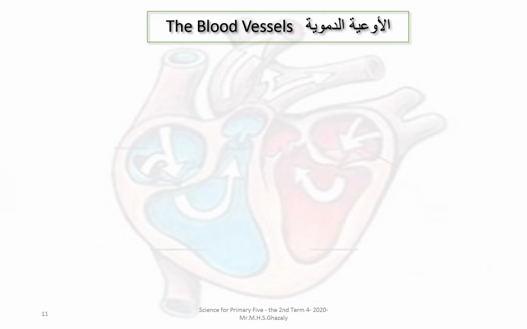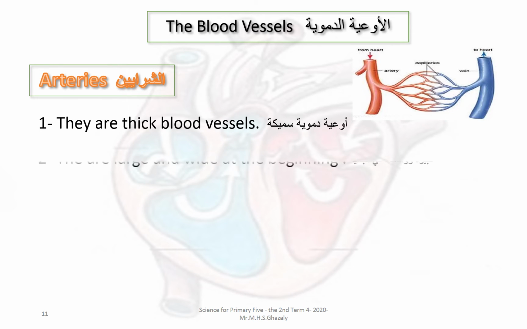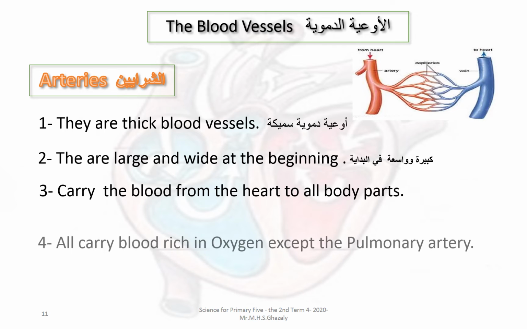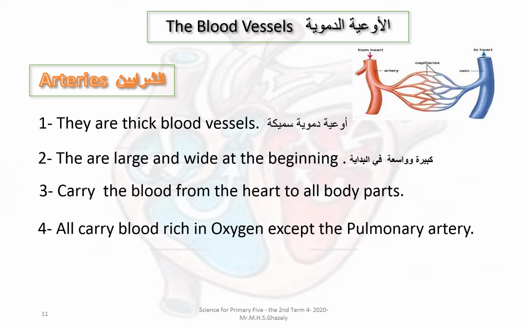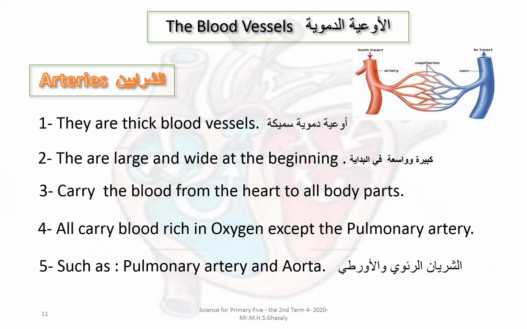The blood vessels. Arteries: Number 1, they are thick blood vessels. 2, are large and wide at the beginning. 3, carry the blood from the heart to all body parts. 4, all carry blood rich in oxygen except the pulmonary artery. 5, such as the pulmonary artery and aorta.